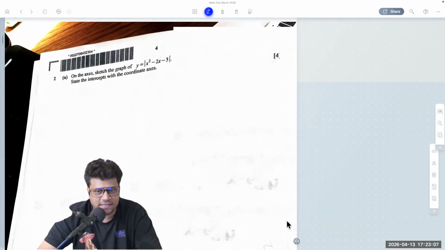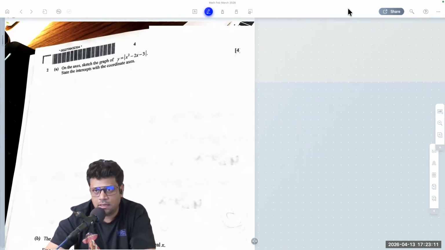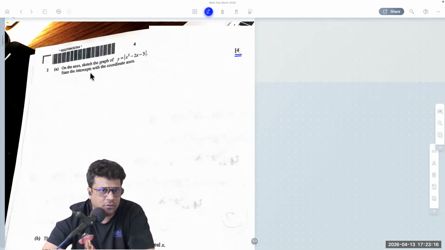Here they want me to sketch this quadratic. It's for 4 marks here, so I'm going to look for the critical points. State the intercepts with the coordinate axes. So I'm going to have to show them the y-intercept and the x-intercept.